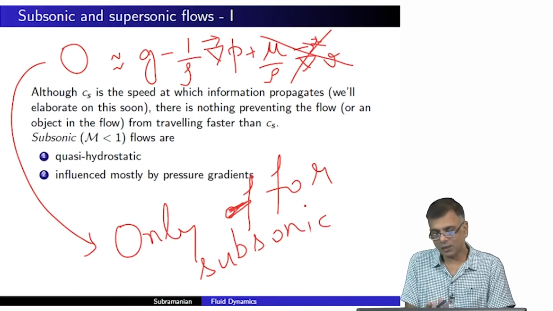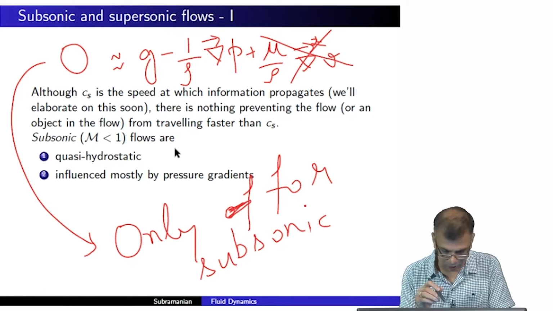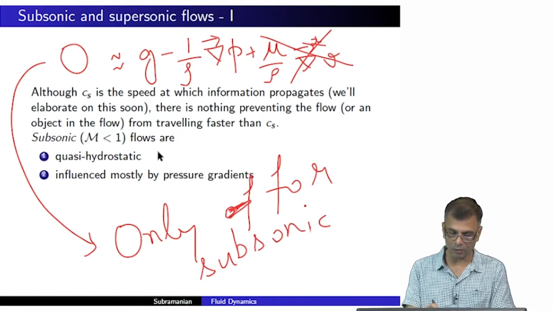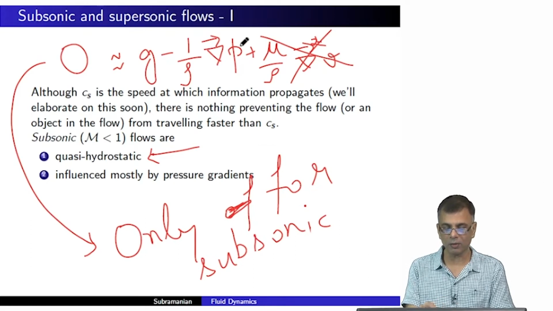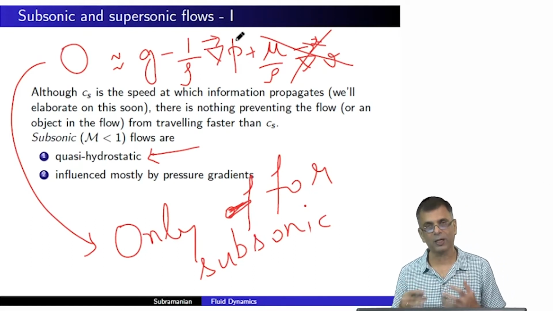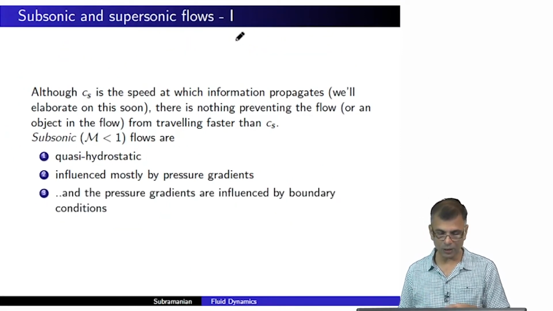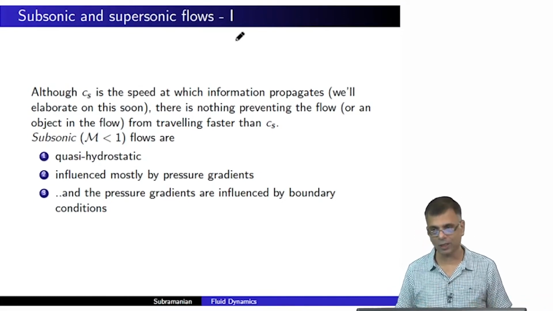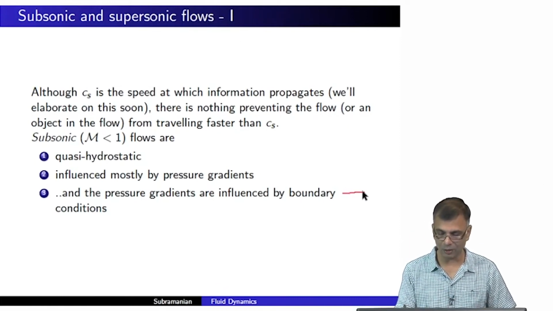So, you look at this and this, it's essentially a hydrostatic equation, right. So, there's no velocity, and so that is why we say that subsonic flows are quasi hydrostatic, and they are influenced mostly by pressure gradients. That's the whole point. Apart from the gravity term, they are mostly influenced by pressure gradients. Pressure gradients play a large part in subsonic flows. Okay, and the pressure gradients are influenced by boundary conditions. What do you mean by pressure gradients? Well, the pressure is larger here and smaller here. In other words, you have to specify how much is the pressure here, how much is the pressure here. You have to specify the boundary conditions. So, that's what this statement means.